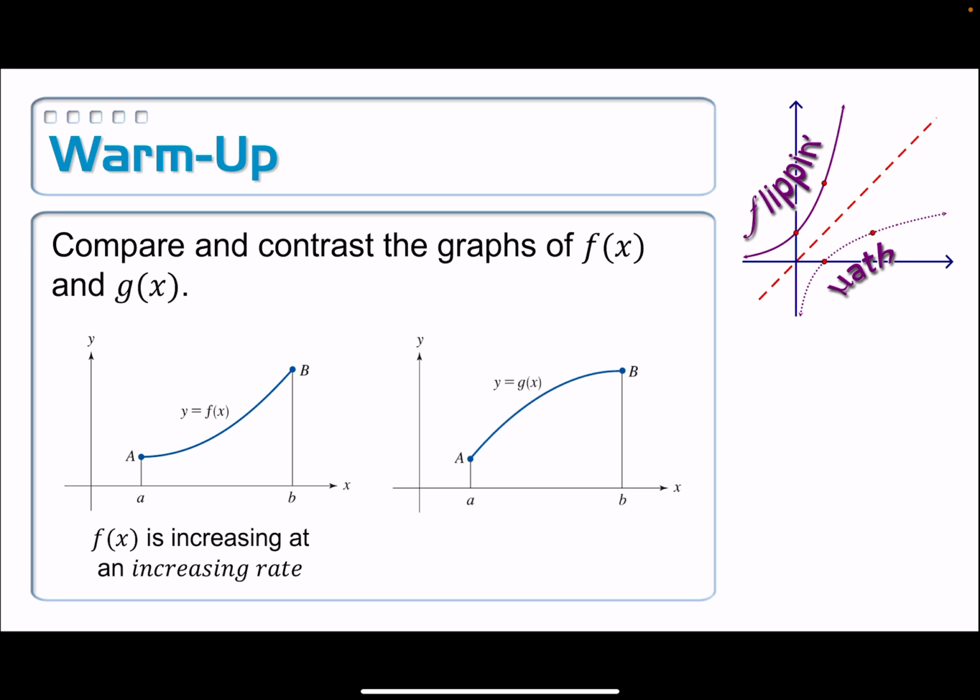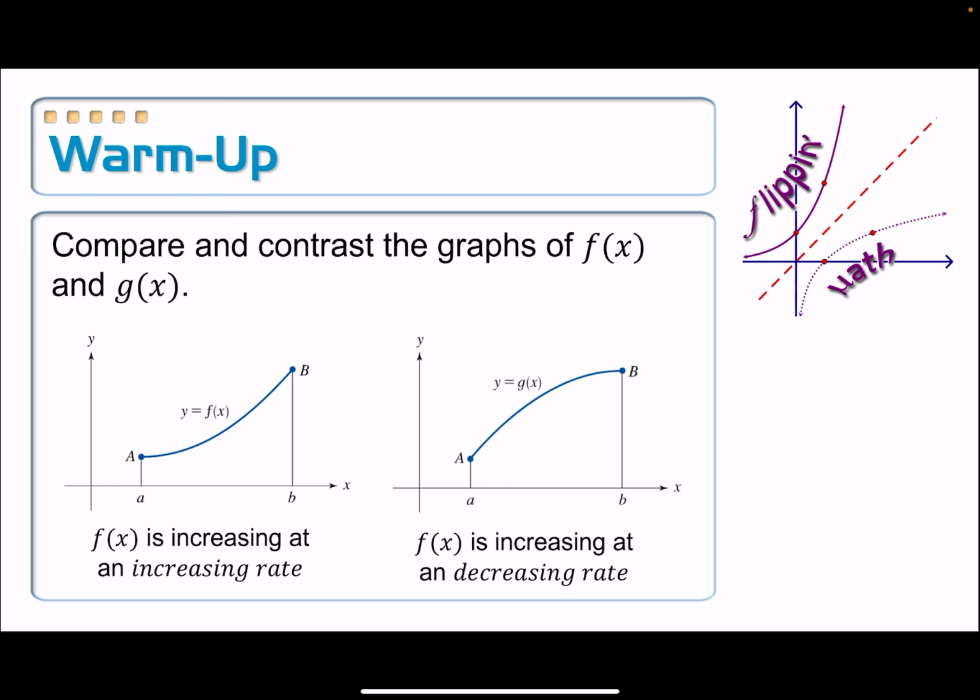So we say that this graph on the left-hand side, it's increasing, but it's increasing at an increasing rate. That's a second derivative. All right, the graph over here on the right-hand side, it's increasing again, just like the one on the left, but it's slowing down. It's increasing at a decreasing rate. Once again, we're talking about a second derivative.